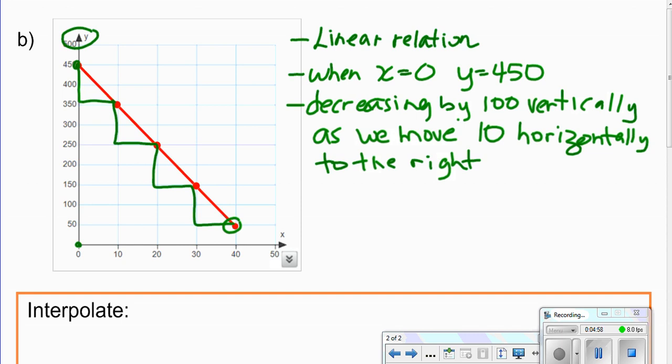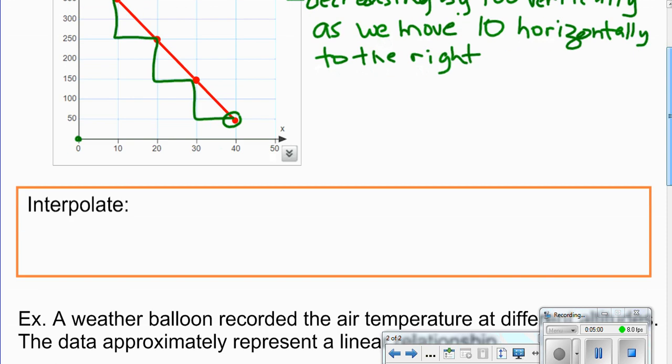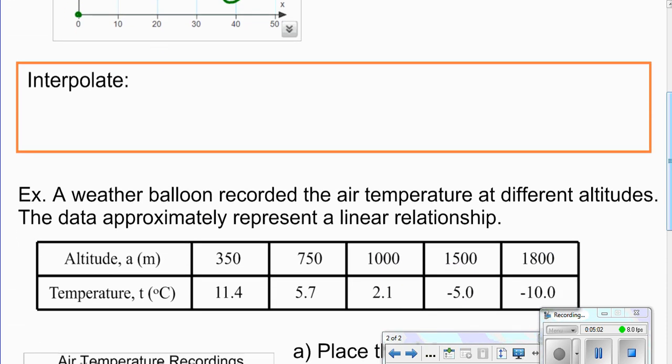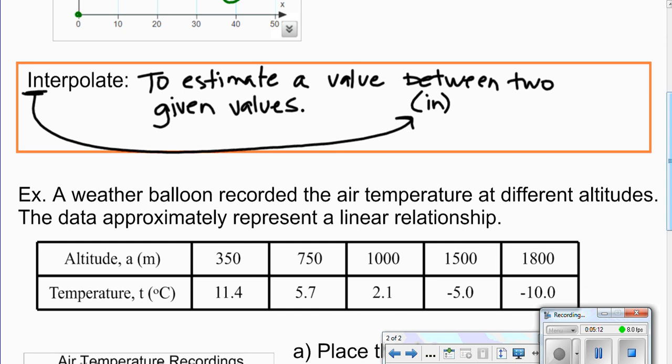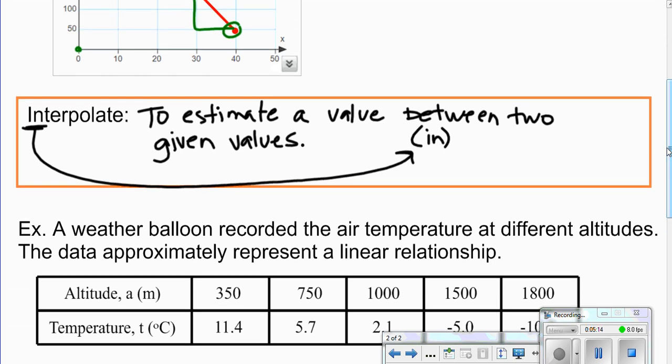Okay, next keyword we need to look up is interpolate. So I would like you to freeze, take a minute, figure out what interpolate means. Here's a hint. It's got the word in inside of it. That's key for you. Okay, so interpolate means estimating a value between two given values. And when we say the word between, we mean in, like it's in between them.